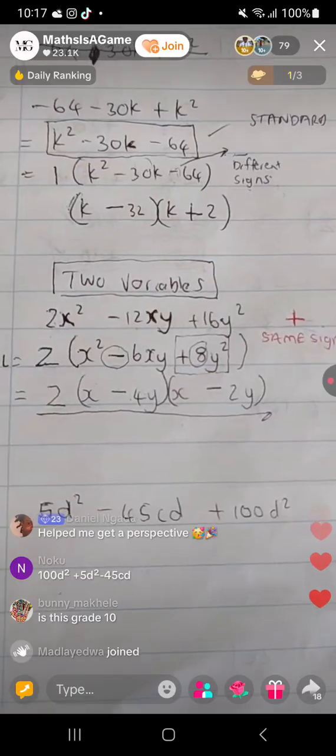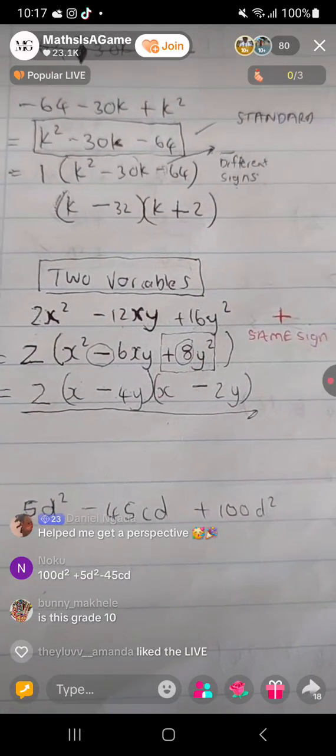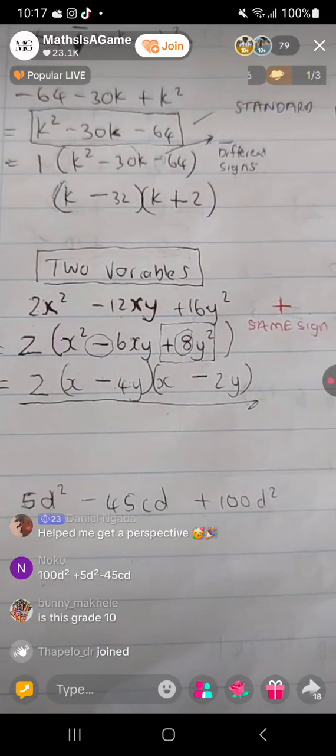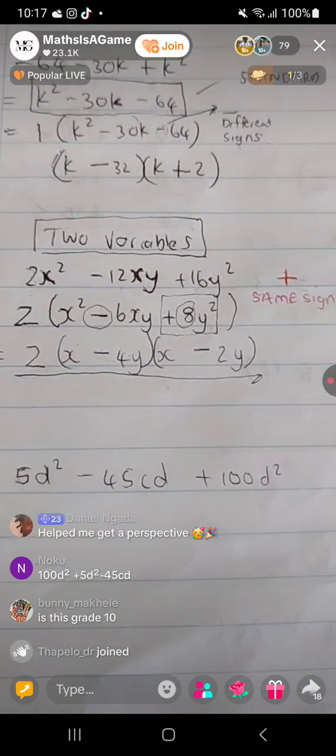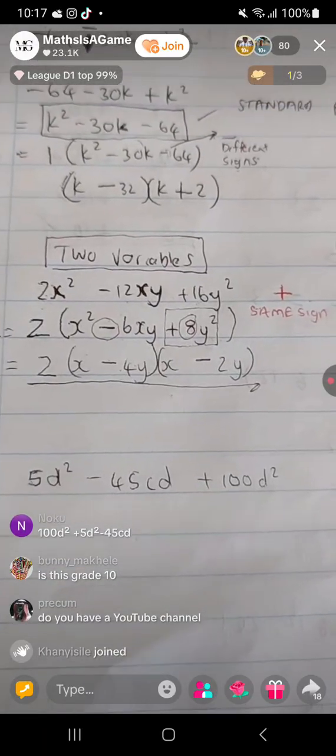No, it's 5d squared minus 45cd plus 100d squared. That's the question. I don't know what you are writing there now.